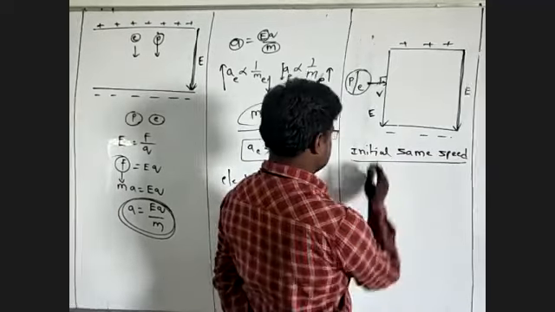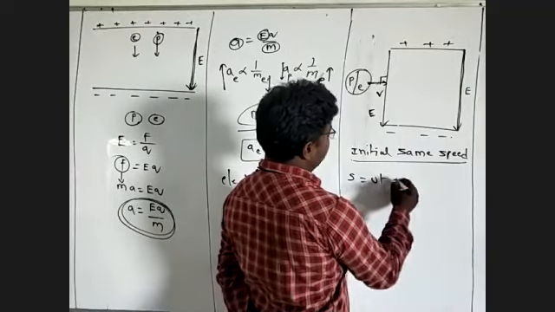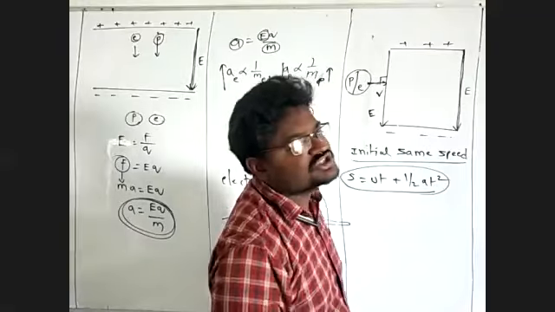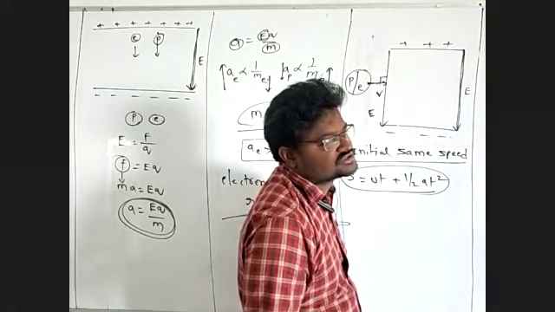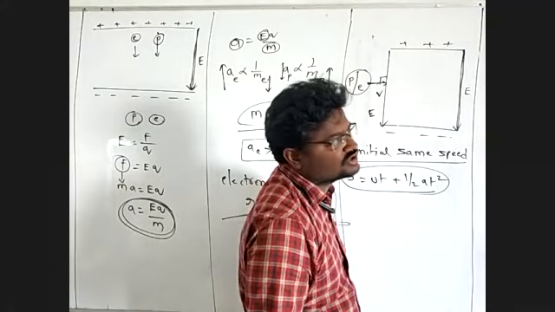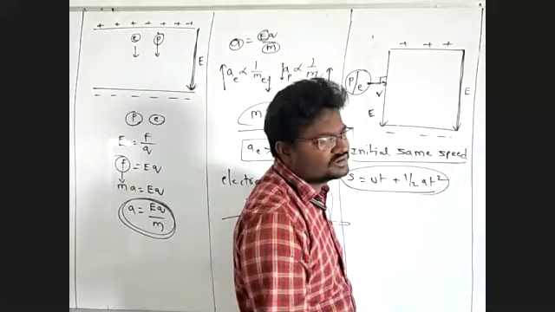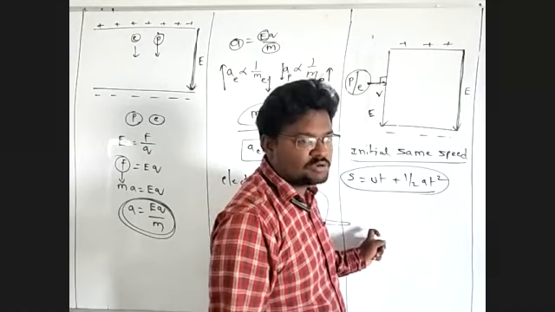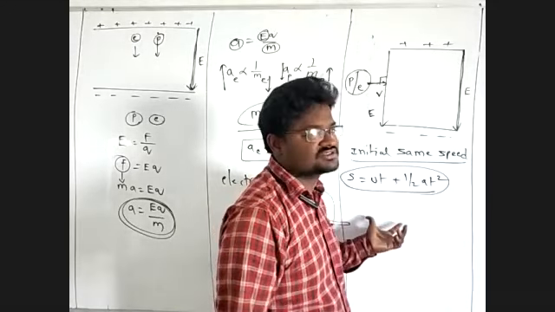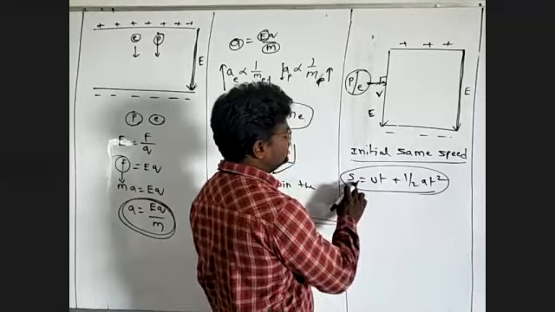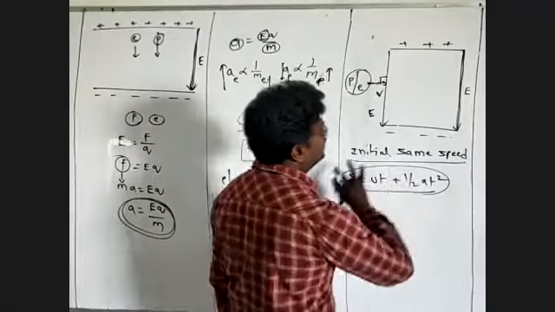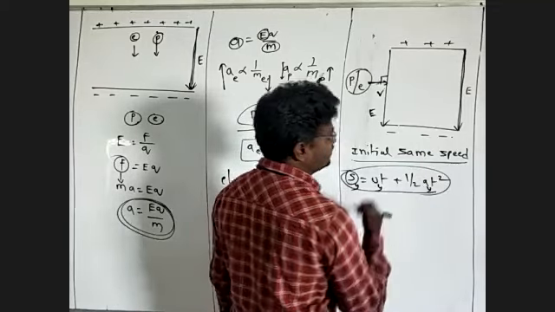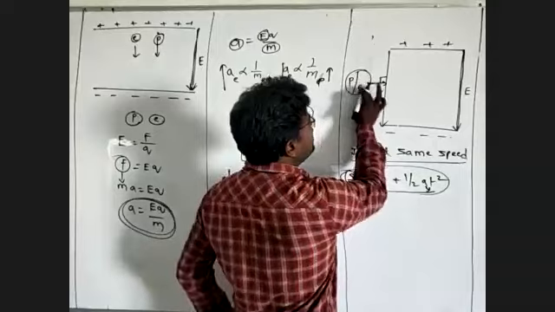Now you will see, we know s = ut + ½at². What is the meaning of this equation? It gives the distance traveled by the electron or proton in t seconds. Now what is the meaning of s? Distance. Here I'm taking it along y.